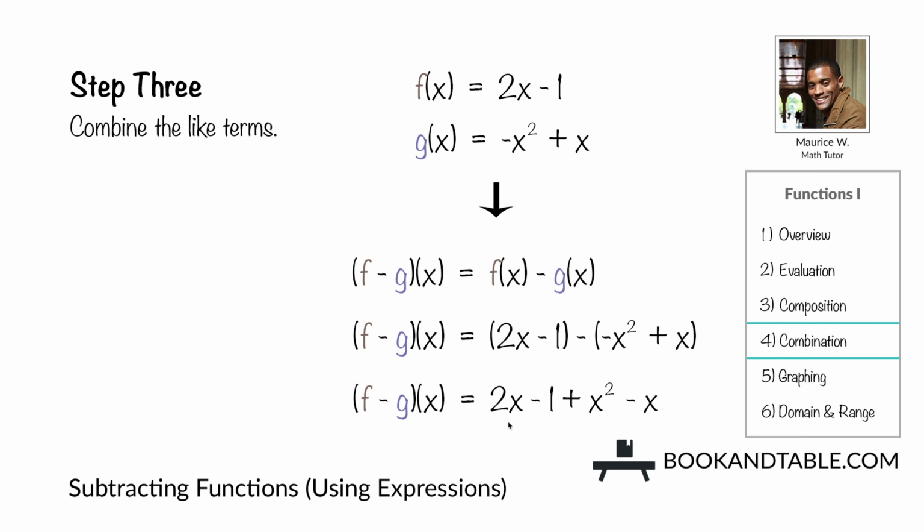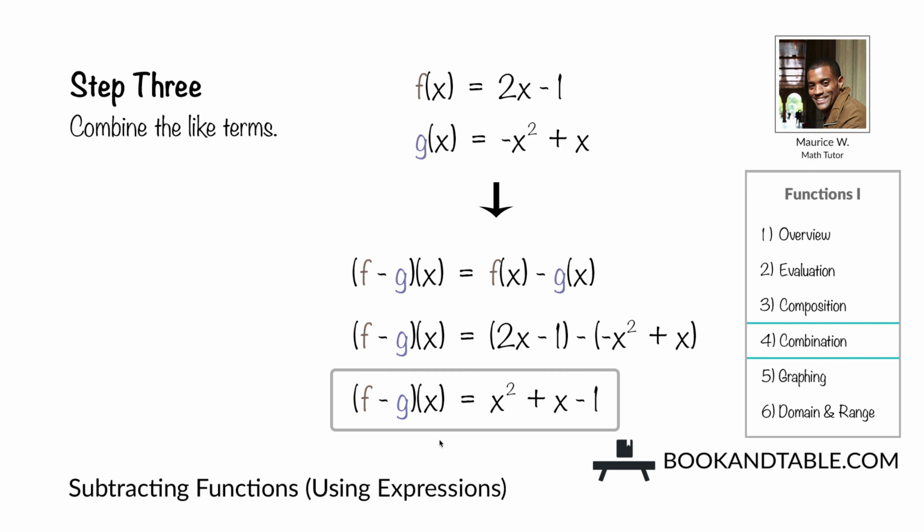So the third step is to combine the like terms. Negative x plus 2x would give us just x. So the final answer will be x squared plus x minus 1. So f minus g of x is equal to x squared plus x minus 1. So that is how you subtract functions using expressions.